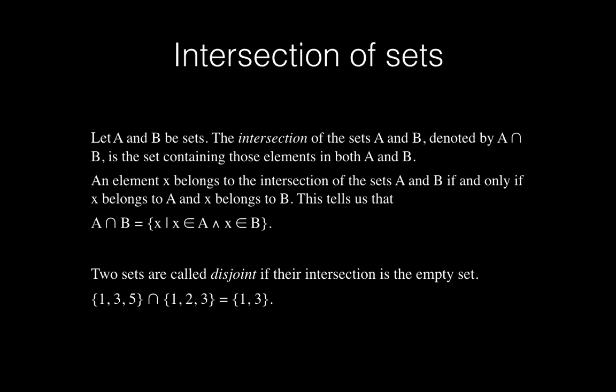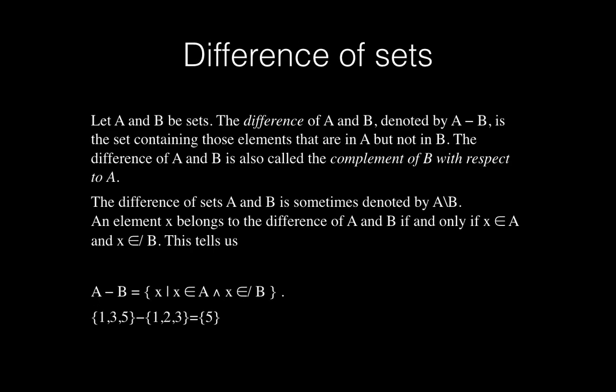Now our first set, as I've given here in the example, is {1, 3, 5} intersection {1, 2, 3}. The elements that are common, present in both the sets, are 1 and 3. So that is how we get the intersection.